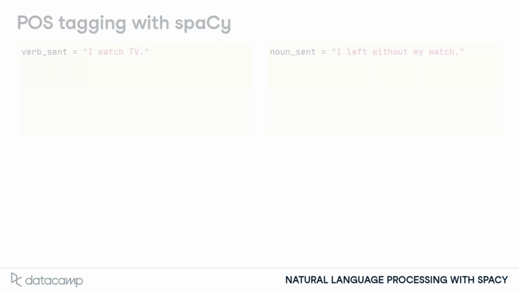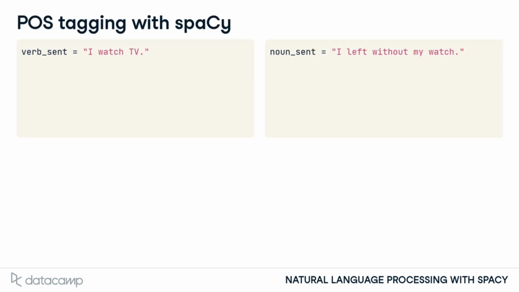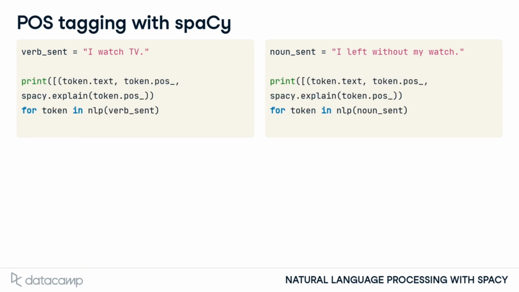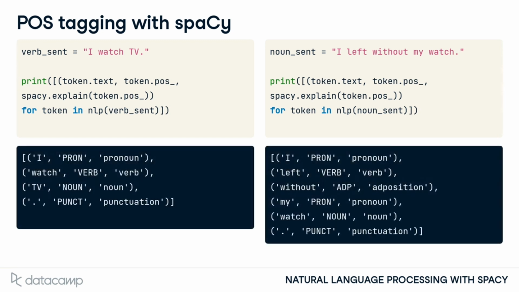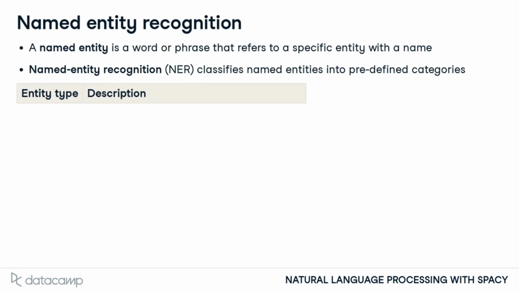Let's look at an example for extracting part-of-speech tags for 2 sentences: "I watched TV" and "I left without my watch." We use list comprehension to identify the token and the part-of-speech tag using token.pos_ and the explanation using spacy.explain and passing it token.pos_. The word watch is correctly tagged as a verb in the first sentence and tagged as a noun in the second example. On to named entity recognition.